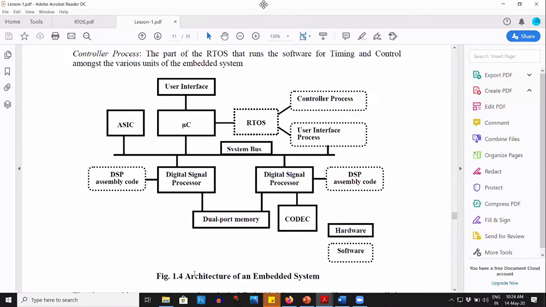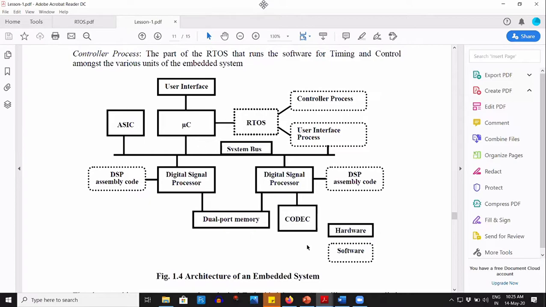Architecture of embedded system has many small components comprised of both hardware and software. Hardware components are denoted by black line. Can you see this black block? Software components are designated by dotted block. Can you see the difference? Software is the dotted block, hardware is the solid black block.